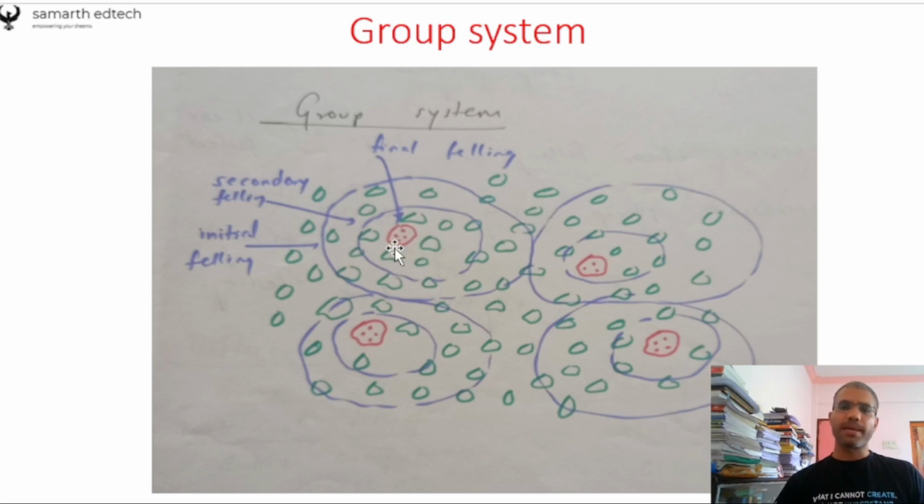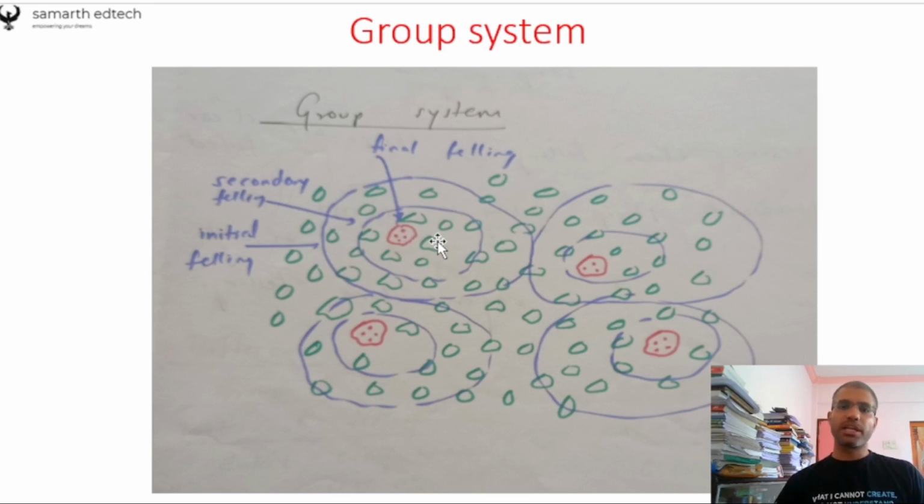Then after some time, we have carried out the intermediate felling, and then the initial felling has switched to this particular region. And then after some more time, the initial felling has been carried out in the outermost circle. The intermediate or the secondary felling has been carried out in the middle circle, and the final felling has been carried out in the innermost circle.